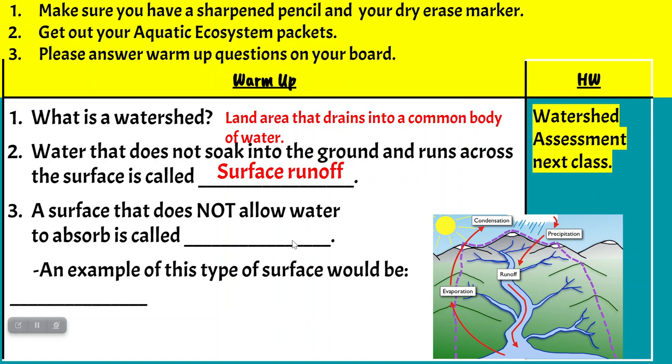Number 3, a surface that does not allow any water to absorb is called impermeable. Remember perm, like permit, permeable would allow water to go in. Since it's impermeable, it does not allow water to absorb. Examples of impermeable surfaces would be driveways, roads, roofs, things like that.